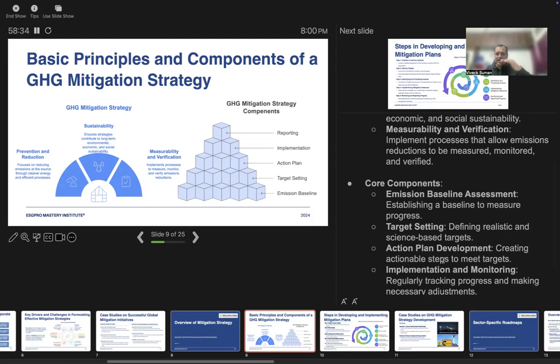Then once you have the baseline and target done, the third building block is actionable plan development. Here you have to put bullet points that go towards net zero, which is your target under SBTI. So you are putting in measurability. I will do the following activity. For stationary combustion, these are my activities. You put that action plan.